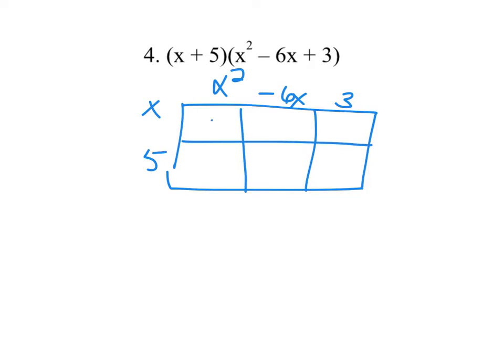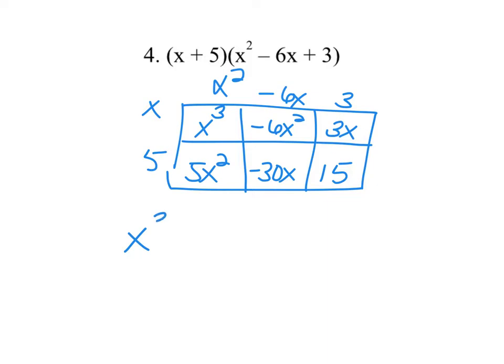Okay, your first box will get you x cubed, then you'll get negative 6x squared, 3x, 5x squared, negative 30x, and 15. So again, all I'm doing is multiplying this times this, and that ended up getting me 15. You're basically just filling in the boxes by doing this method of meeting the box from the left and the top. Alright, now again you're going to combine like terms.